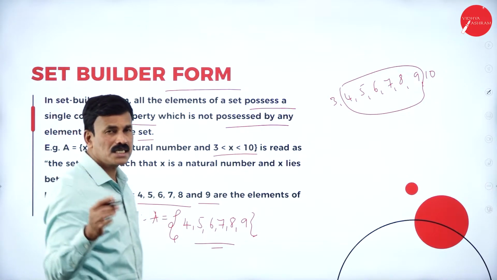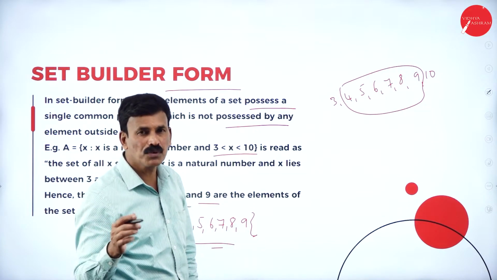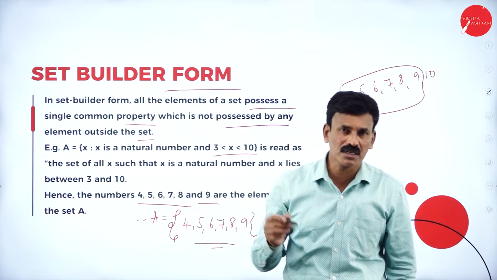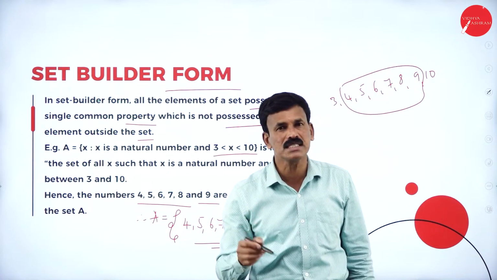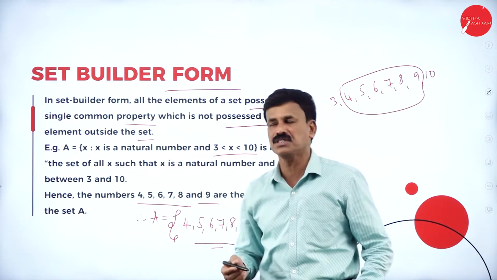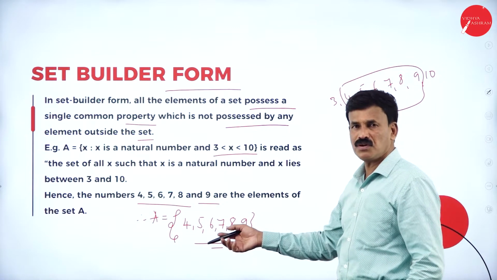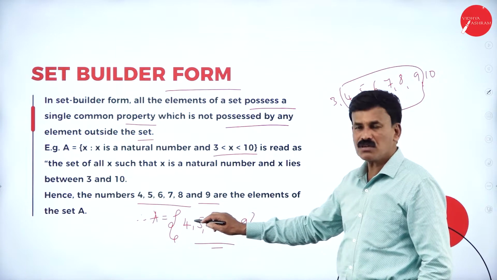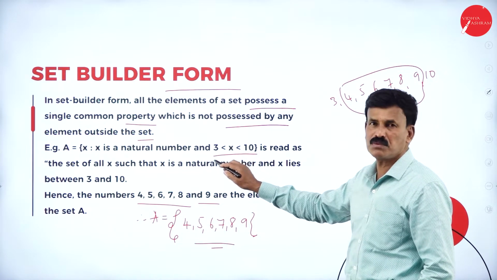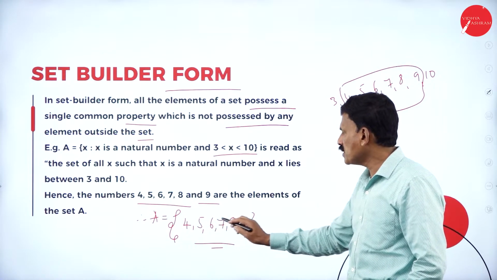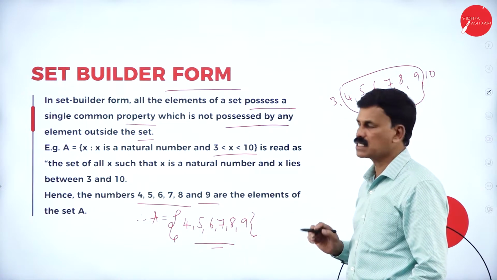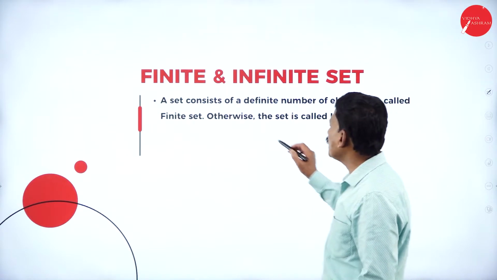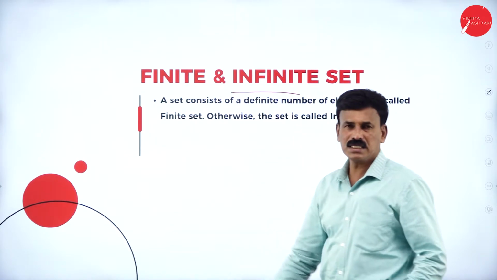That means here the elements of the set possess a single property, or are arranged according to the given statement or definition. So this is an example of a set in set builder form, that is, the set of all natural numbers which lie between 3 and 10, or 4, 5, 6, 7, 8 and 9. That's it. Now let us come to the next concept, finite and infinite sets.